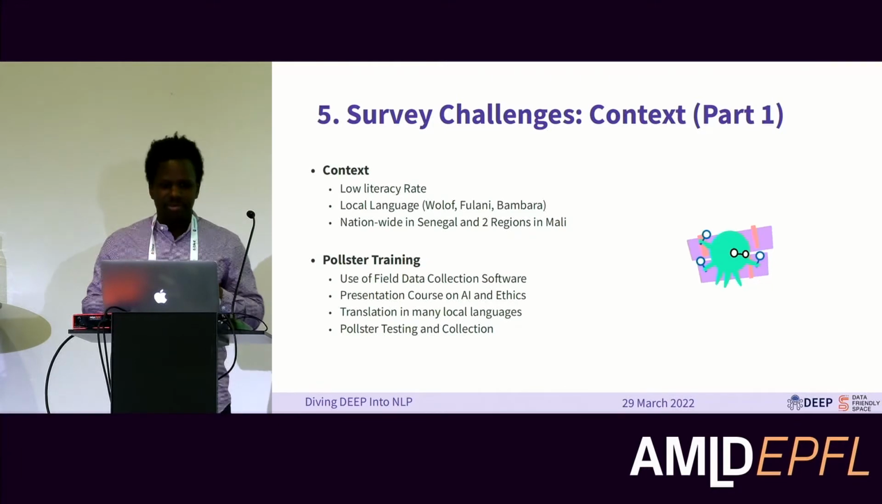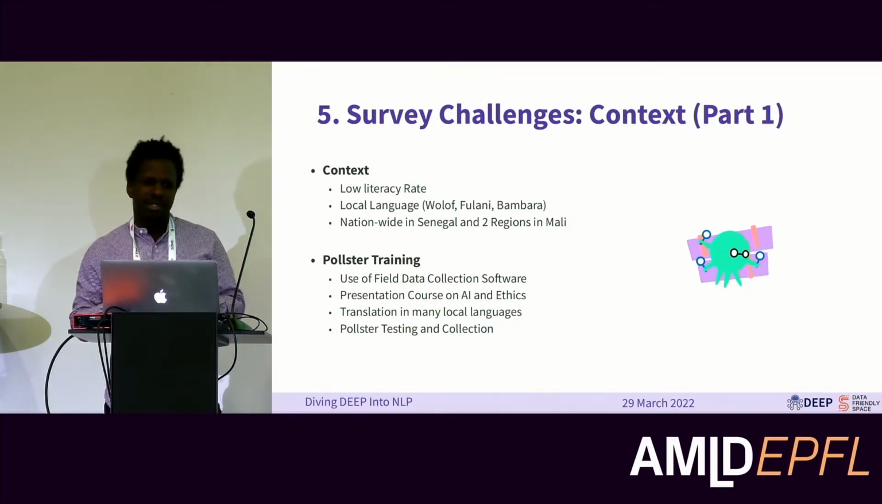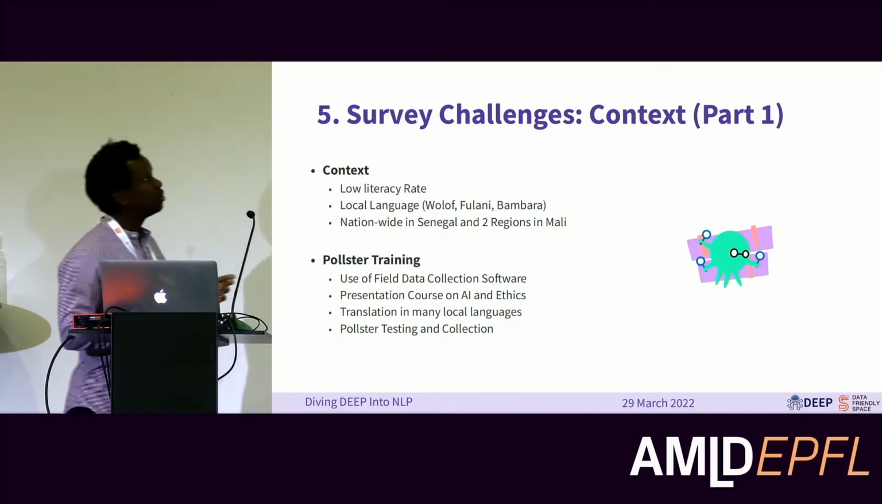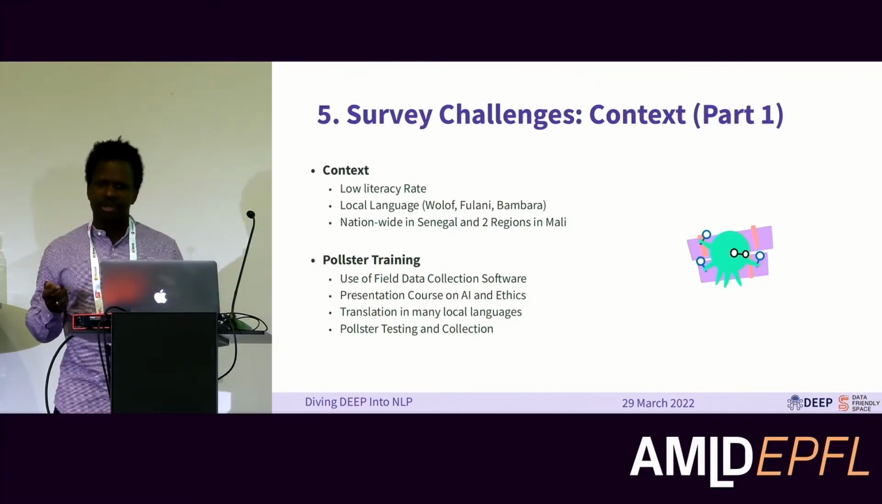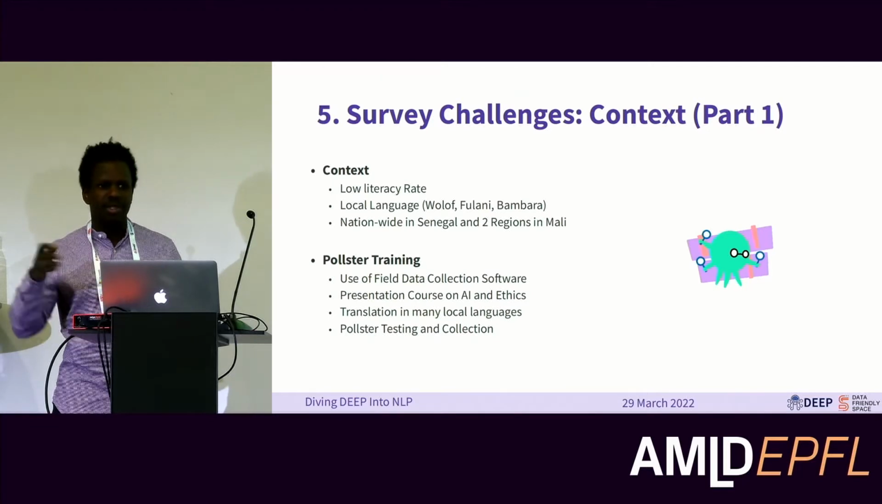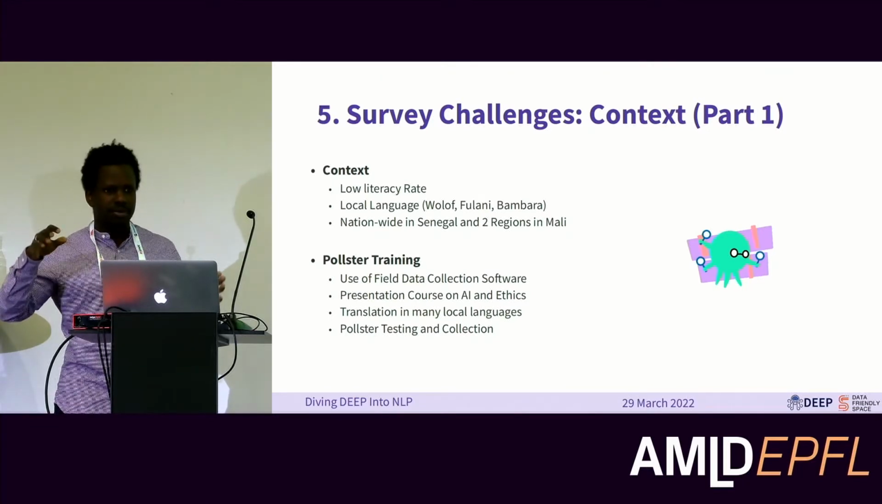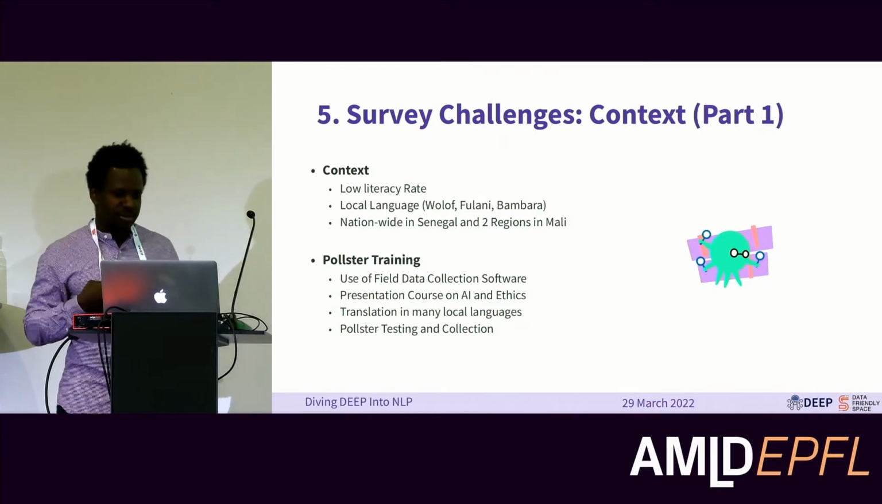Okay, so the first thing we did for this survey was the pollster training. We used field data collection software, Kobo Collect. I think it's software from UN OCHA. It allows us to design the survey and get data every day. It was really, really useful.